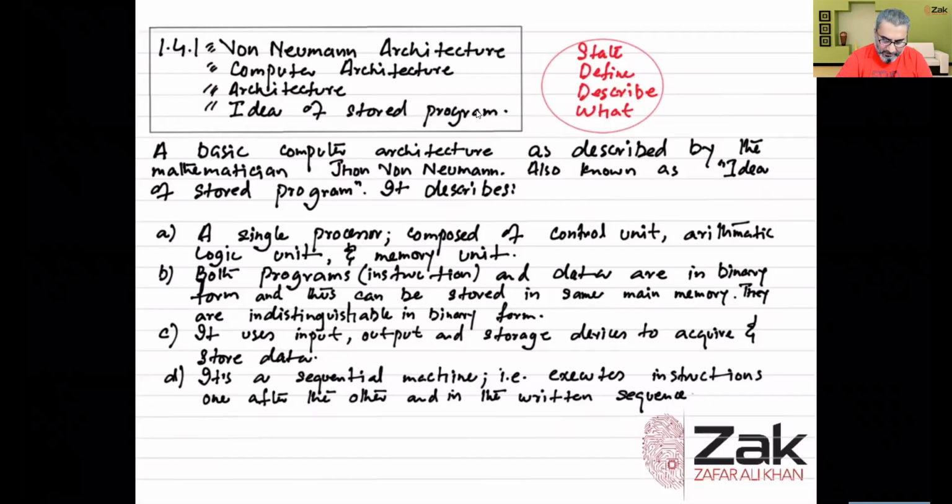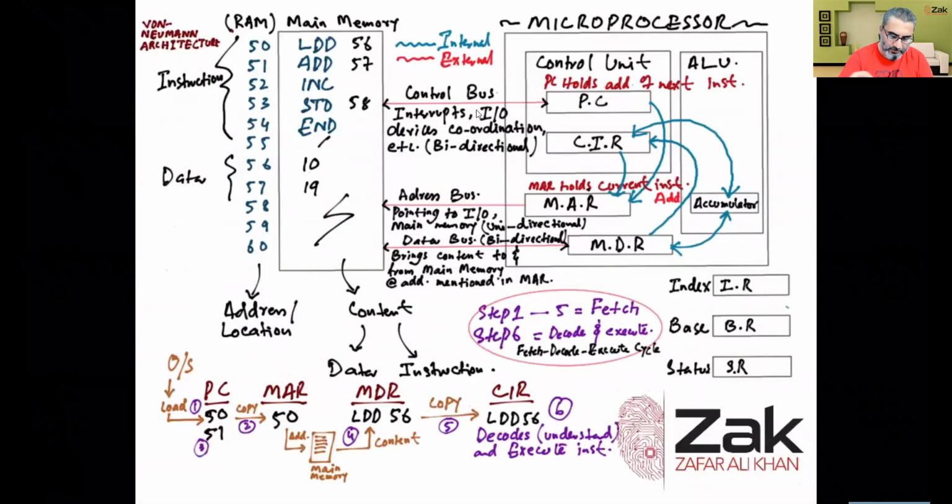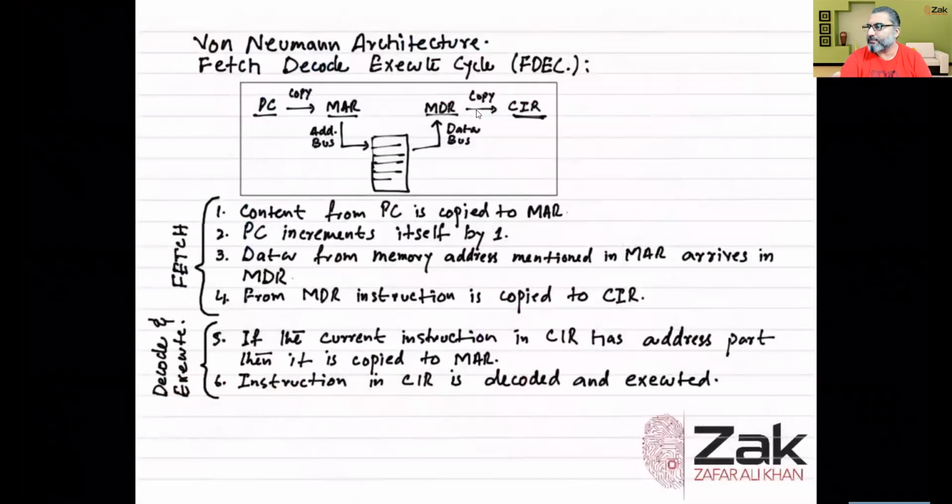And then we have the Von Neumann architecture's fetch, decode, and execute cycle. This is what we have discussed. From PC, the address goes to MAR. When I say goes to, it means that it is copied. Content from PC is copied to MAR. Then MAR with the address bus points to the RAM.